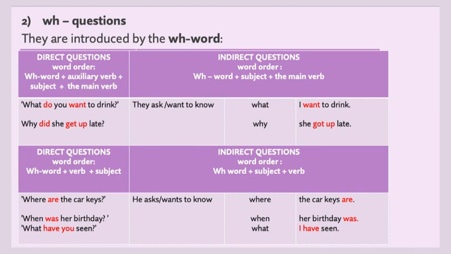Sledeći primjeri imaju sledeći redosled reči. Upitna reč, pa glagol, pa subjekat. A u indirektnim pitanjima redosled je upitna reč, pa subjekat, pa glagol. U ovim pitanjima možete da primetite inverziju, odnosno zamenu mesta, glagola i subjekta. Dakle, u direktnim pitanjima je na prvom mestu glagol, pa subjekat, a u indirektnim pitanjima se prvo piše subjekat, pa glagol.